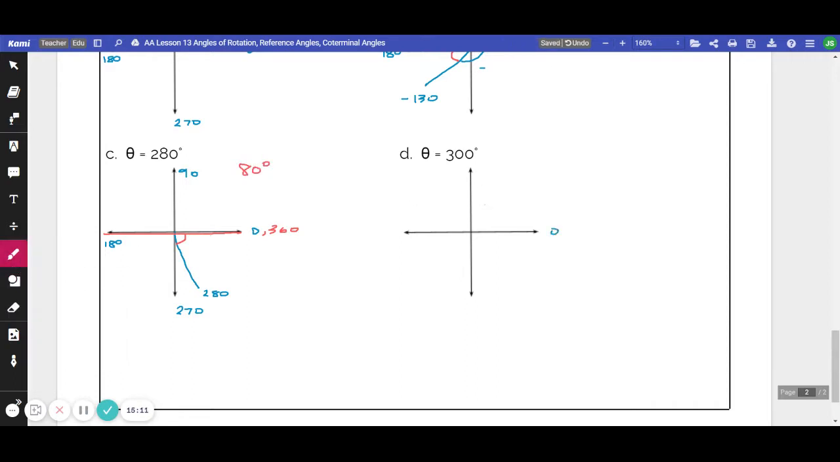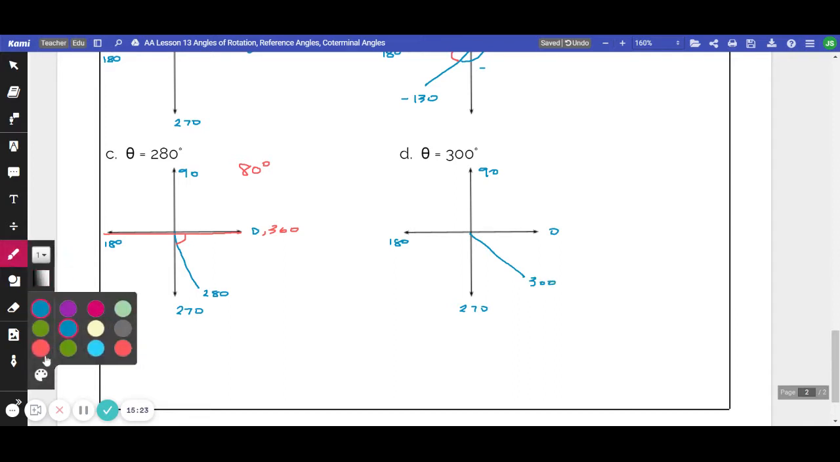And this last one, 0, 90, 180, 270. 300 would be right there. So here's the x-axis. How far away from that axis is my angle? What is that distance right there? From 300 to a full rotation of 360, that is 60 degrees.